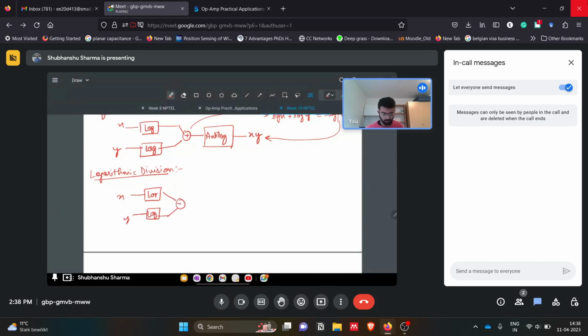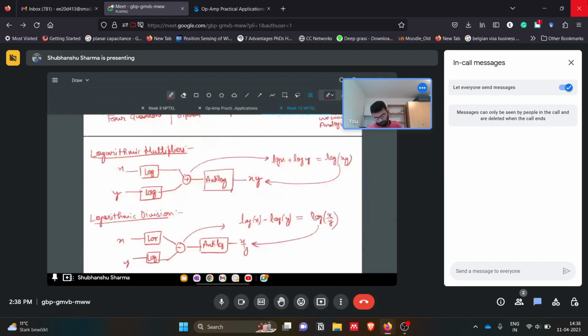This is subtracted. Based on that, we again take anti-log, and we get x by y. So till here what is happening? That is log of x minus log of y, which is log of x by y. So we are taking anti-log and we are getting this. Okay.